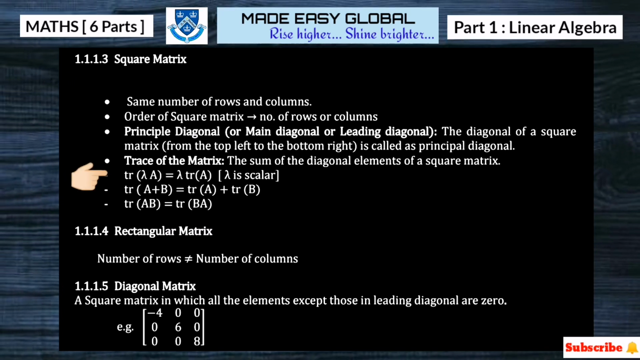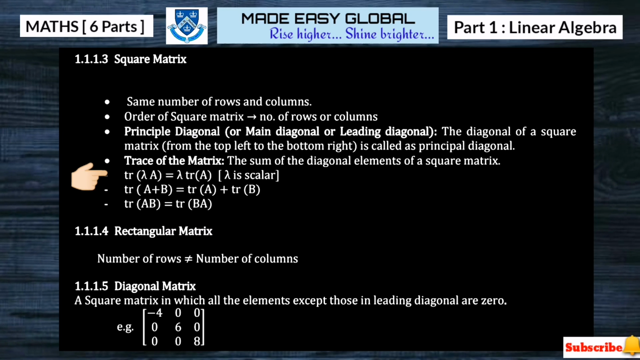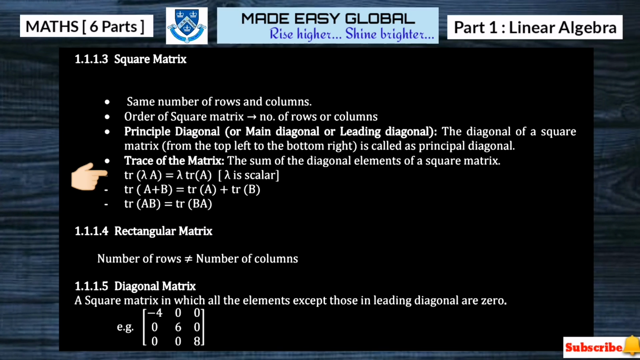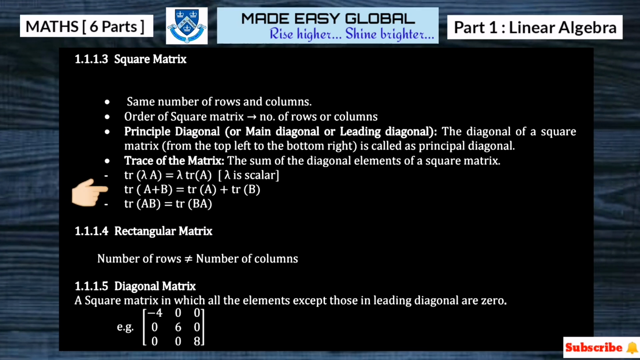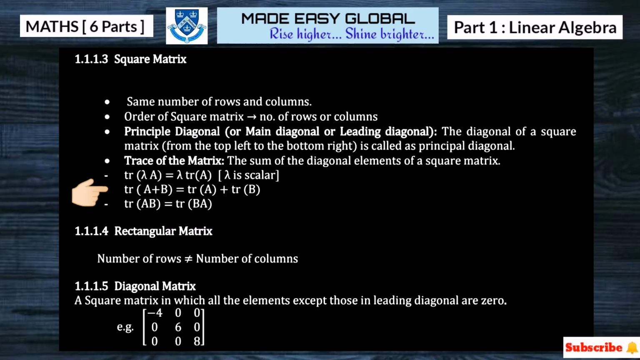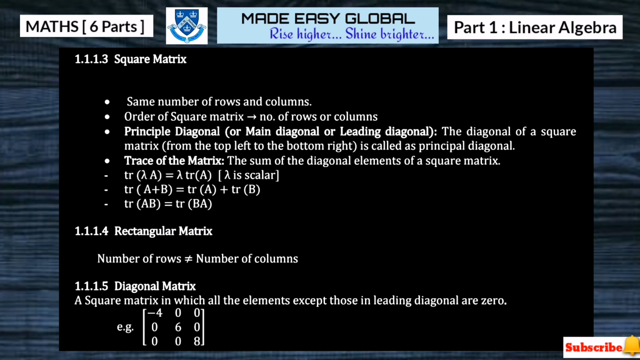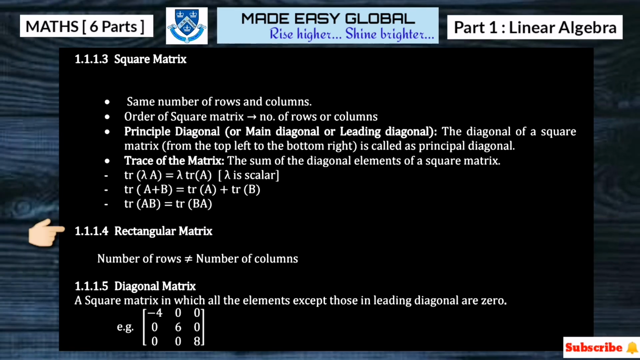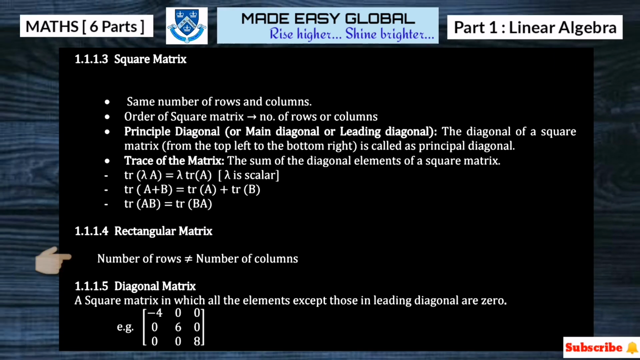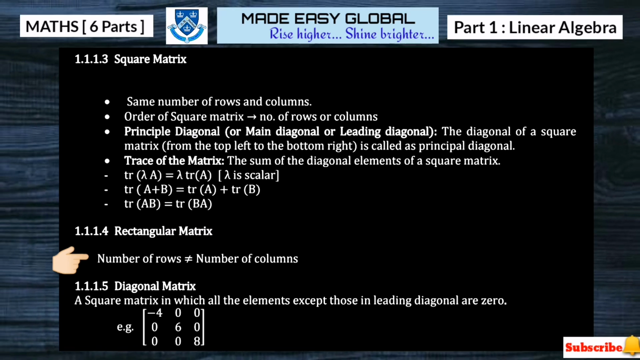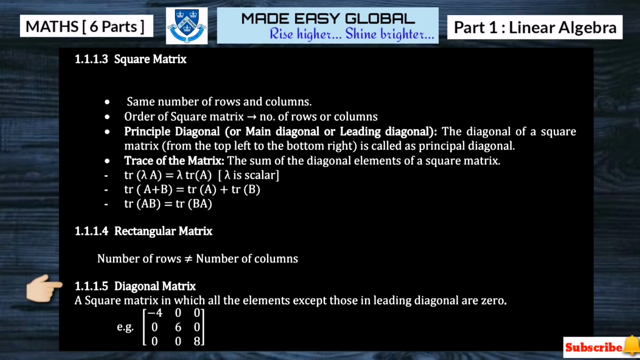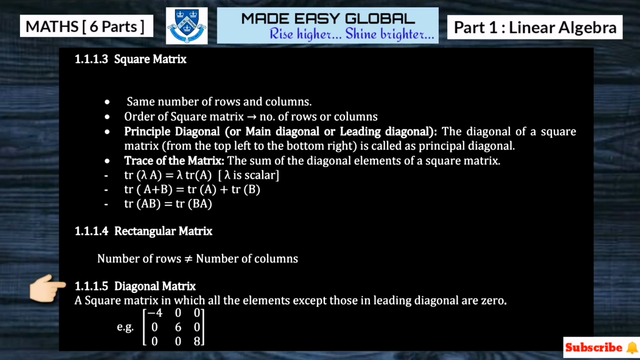Trace of lambda A is equal to lambda times trace of A. Here lambda is a scalar. Then trace of A plus B is equal to trace of A plus trace of B. Then trace of AB is equal to trace of BA. So these are the properties for the square matrix. Then for the rectangular matrix, the number of rows is not equal to the number of columns. The next one is the diagonal matrix.